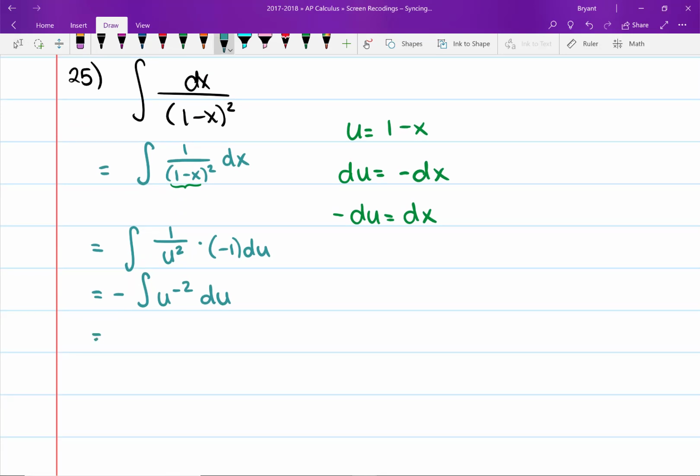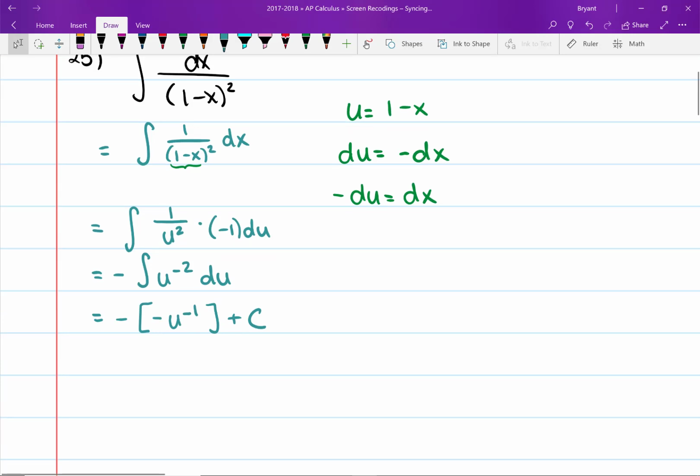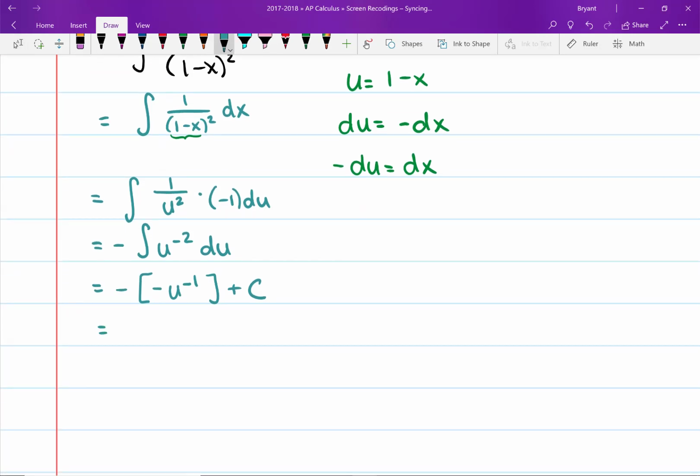And from here, when I integrate u to the negative 2, I'm going to get negative u to the negative 1 plus c. This comes because I'm dividing by a negative 1 because the new power is negative 1. I'm going to rewrite this as a negative and negative make a positive, so 1 over u plus c. And then I'm going to put my 1 minus x back in for u, plus c. And that's it.